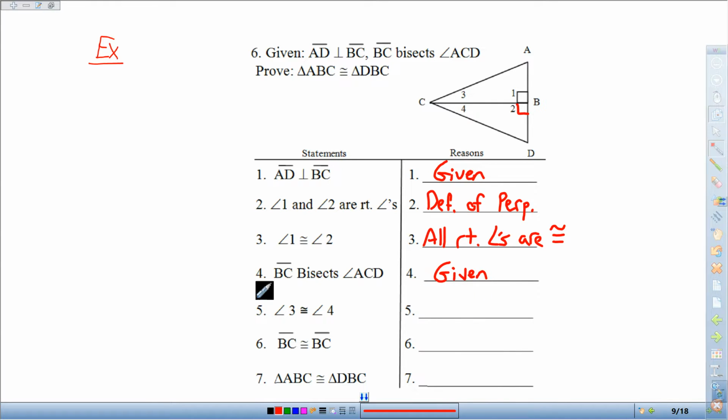All right. This is another statement that we can get some more information out of. Okay. What does it mean when 2 angles are bisected? What do we get out of it? Okay. Well, let's take a look.